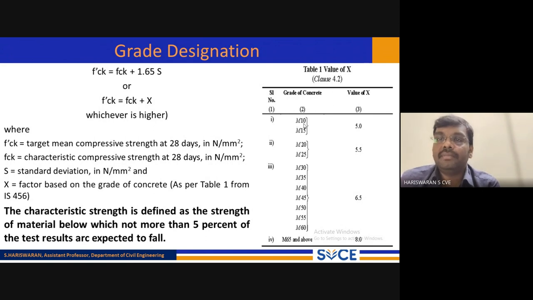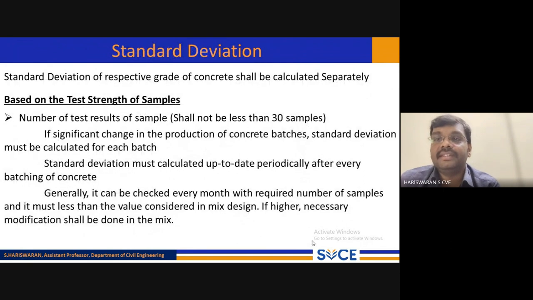காங்கிரீட். If it is M10, M15, the value of X can be assumed as 5. If it is 20-25, the value can be 5.5. 30-60, 6.5. The grade of concrete is higher, M65 and above, we can fix this as 8.